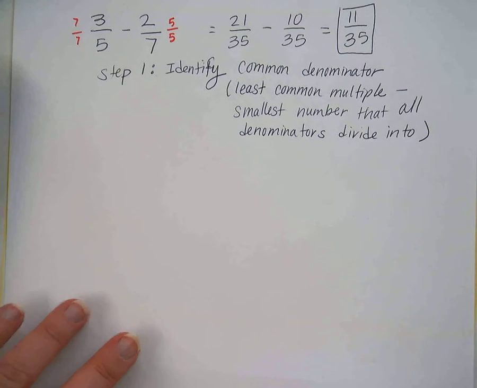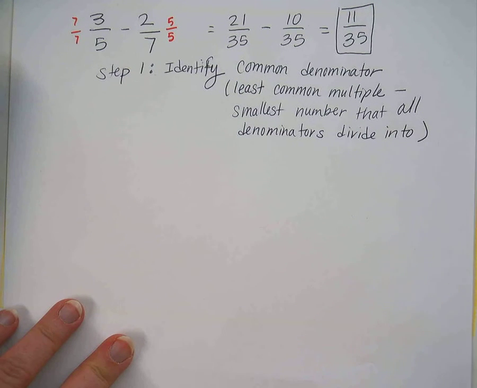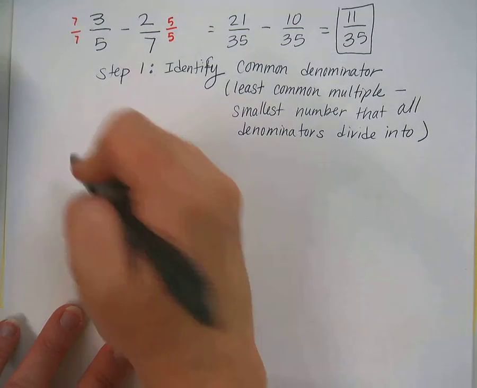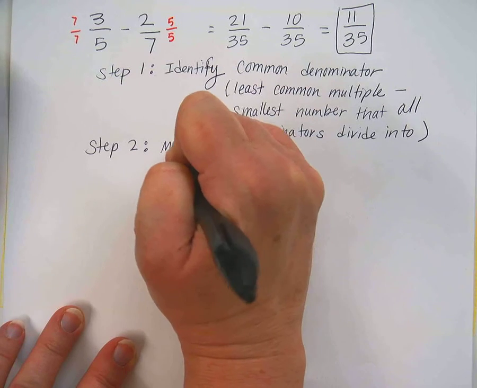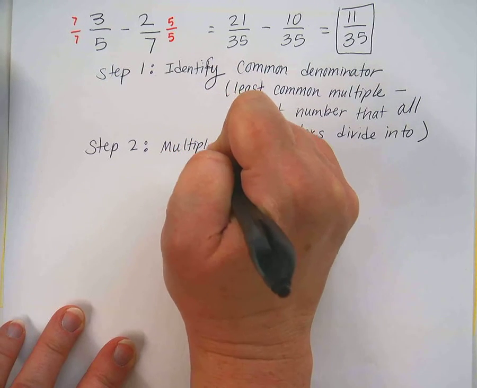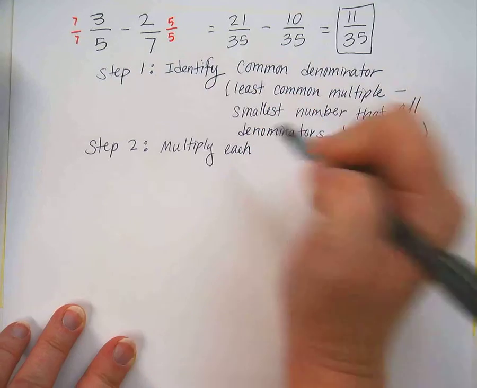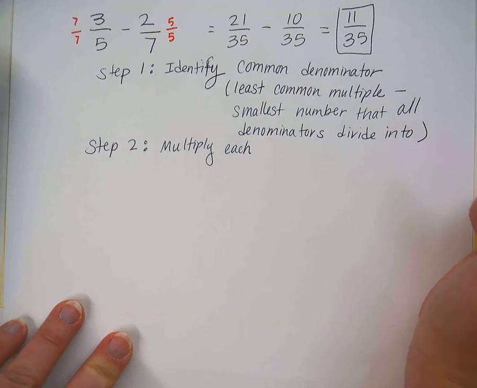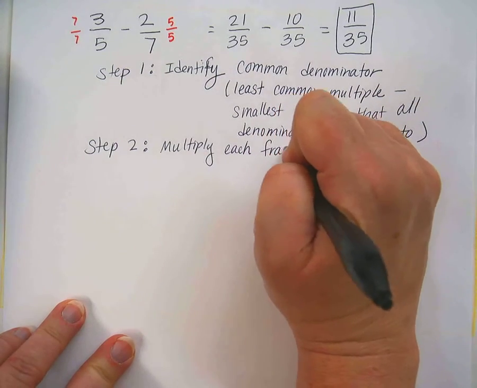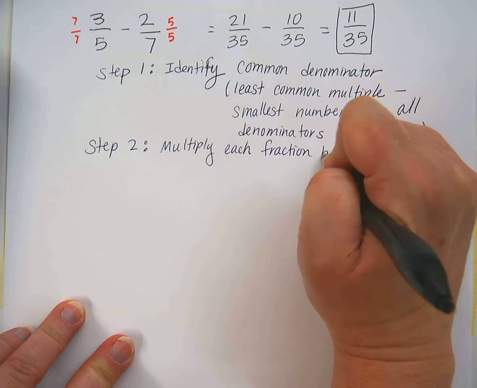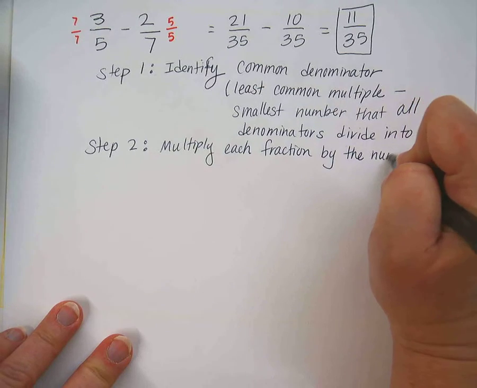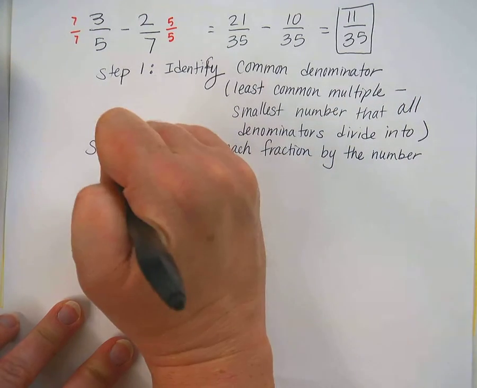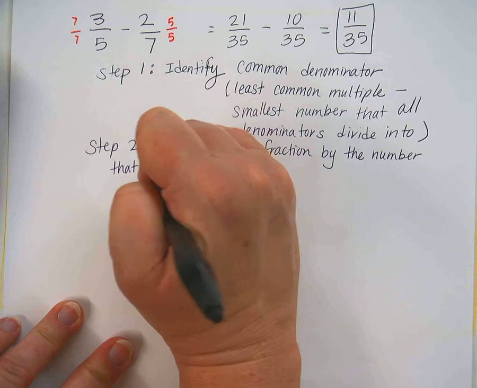Alright, so step 1, identify the common denominator, which is also called the least common multiple, which is the smallest number that all denominators divide into. Okay? Then we will multiply each fraction, sometimes a rational expression, I'm just going to call them fractions, it's easier that way. Multiply each fraction by the number that is missing in the denominator.